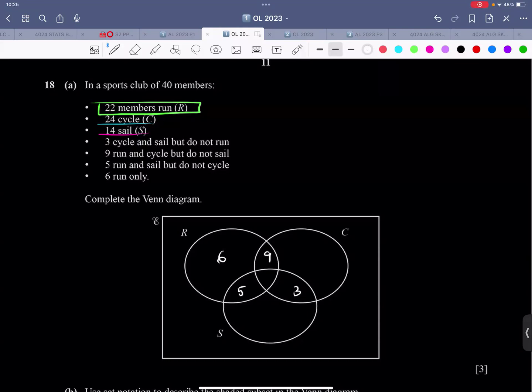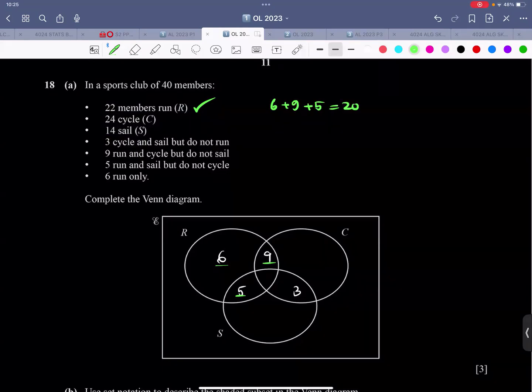Now, if I focus on this green color, that was about run. So this is 22. That means 6 plus 9 plus 5 plus something should add up to 22. So 6 plus 9 is 15, 15 plus 5 is 20. Therefore, 22 minus 20 comes out to be 2. So there are 2 people who play all the 3 sports, that is running, cycling, and sailing.